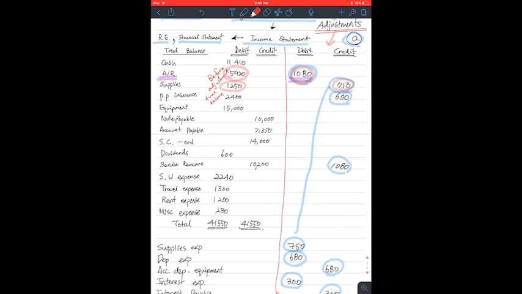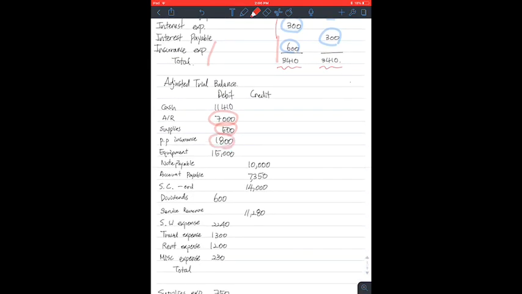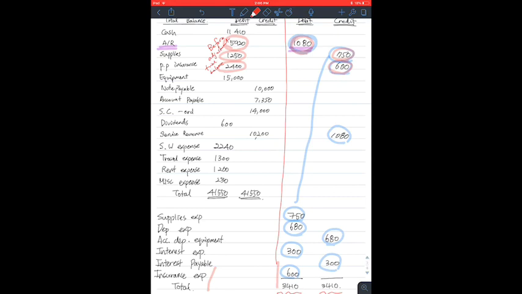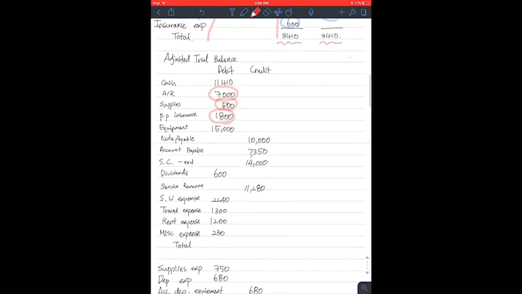What about the prepaid insurance? Prepaid insurance was 2,400, but according to your data, 3 months have passed, right? So we calculated 200 times 3 months, so 600. So we used up some of our current asset. Prepaid insurance is a current asset. So we will have 1,800 of prepaid insurance left in our adjusted trial balance. The same thing for service revenue. It was 10,200 before adjustment, but after adjustment we add service revenue 1,080. So the service revenue will equal 11,280.